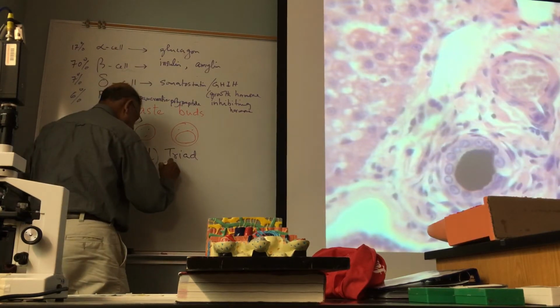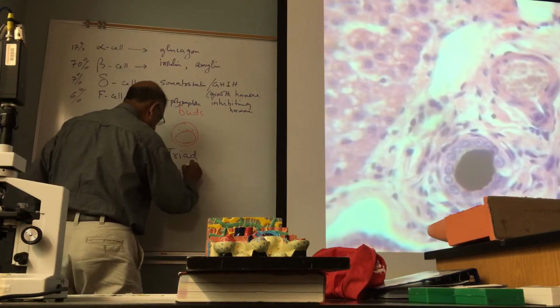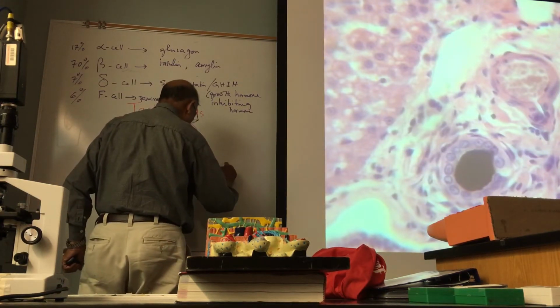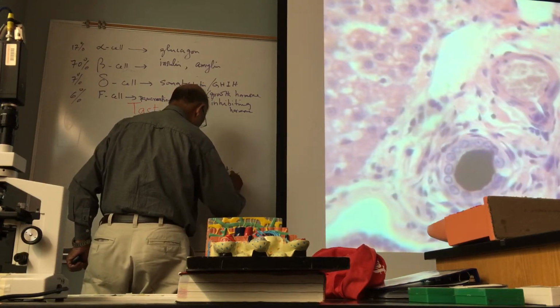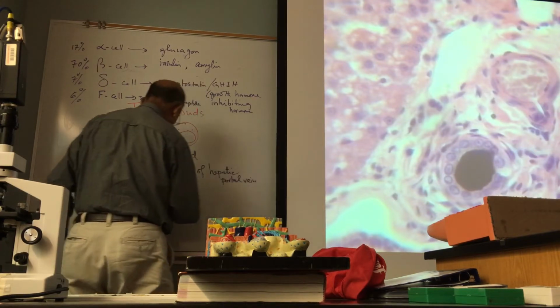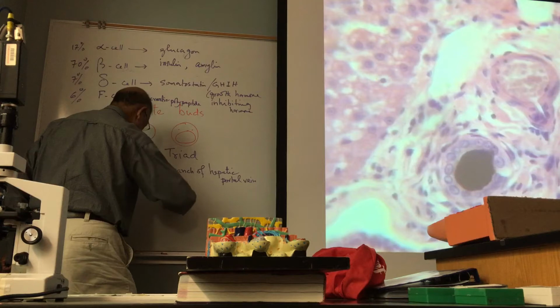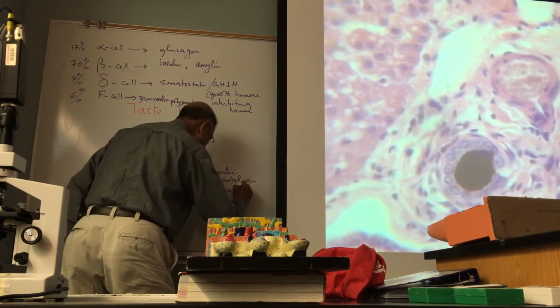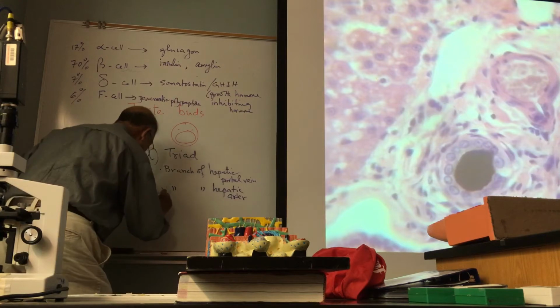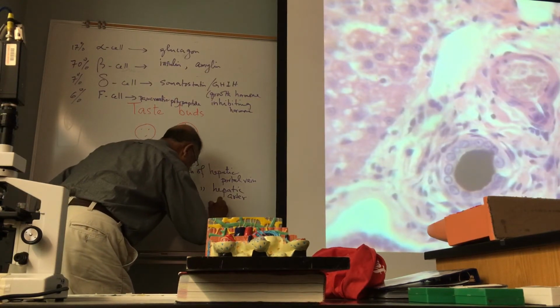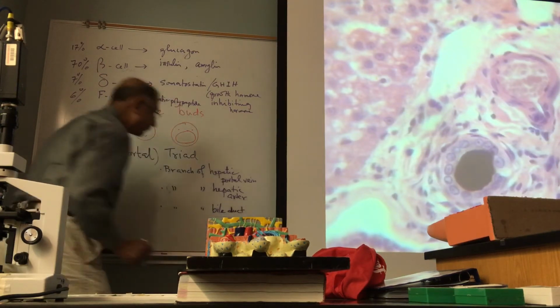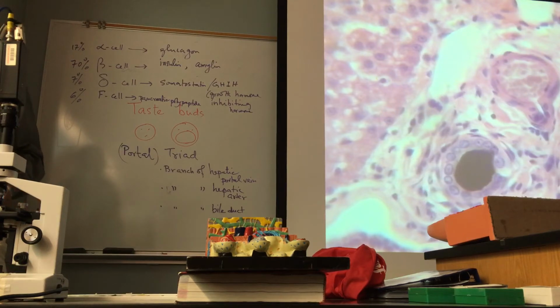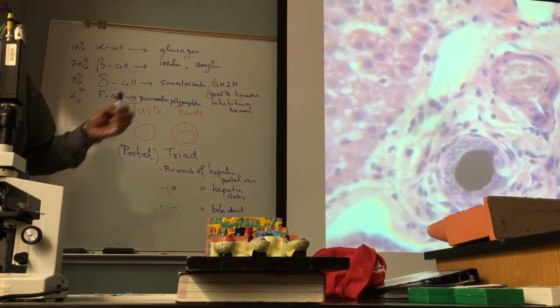What you find here: branch of hepatic portal vein, okay, what should I write? Branch of hepatic artery, and then branch of bile duct. That is also a signature feature of liver. Okay? So two signature features. One is central vein, another is triad.